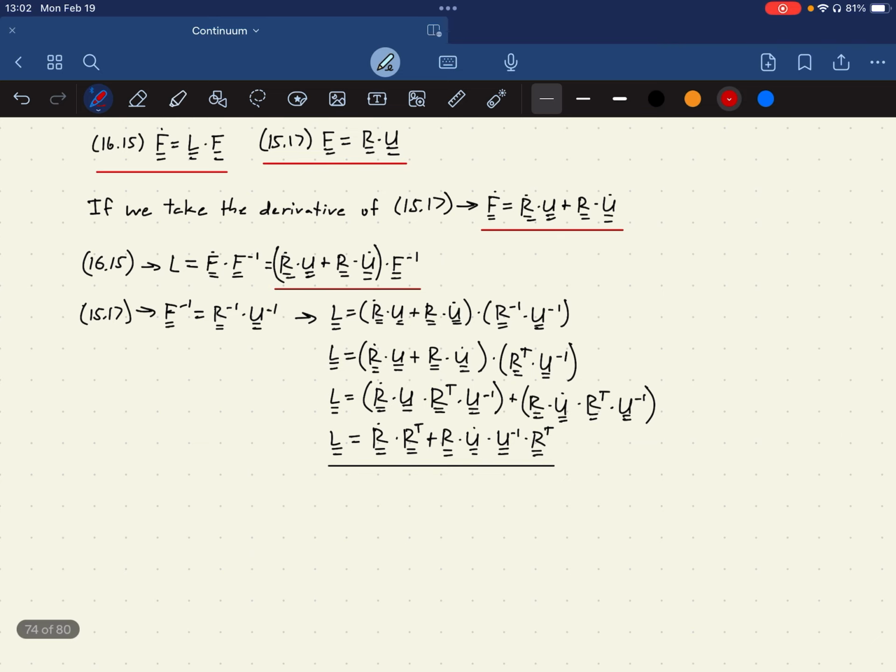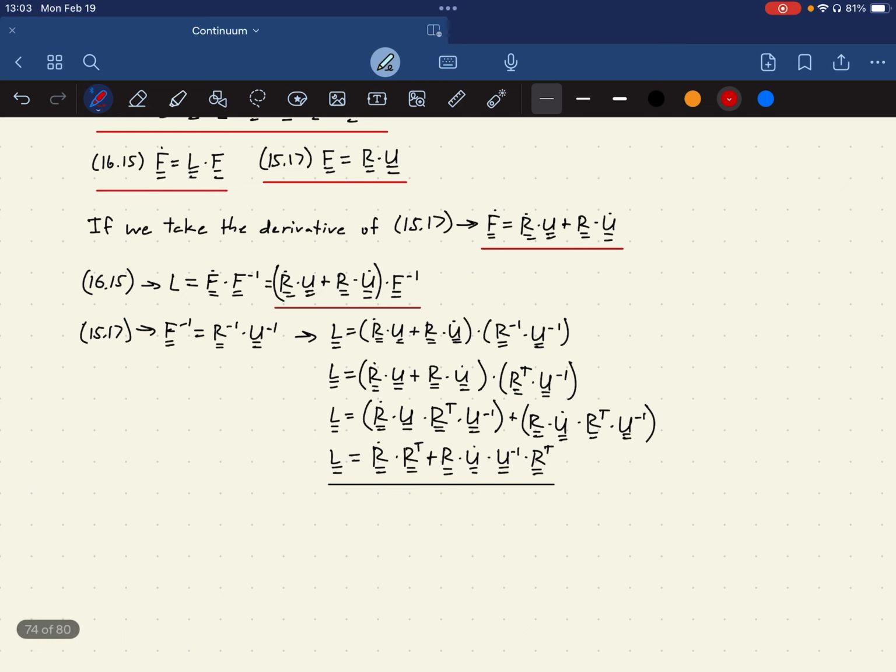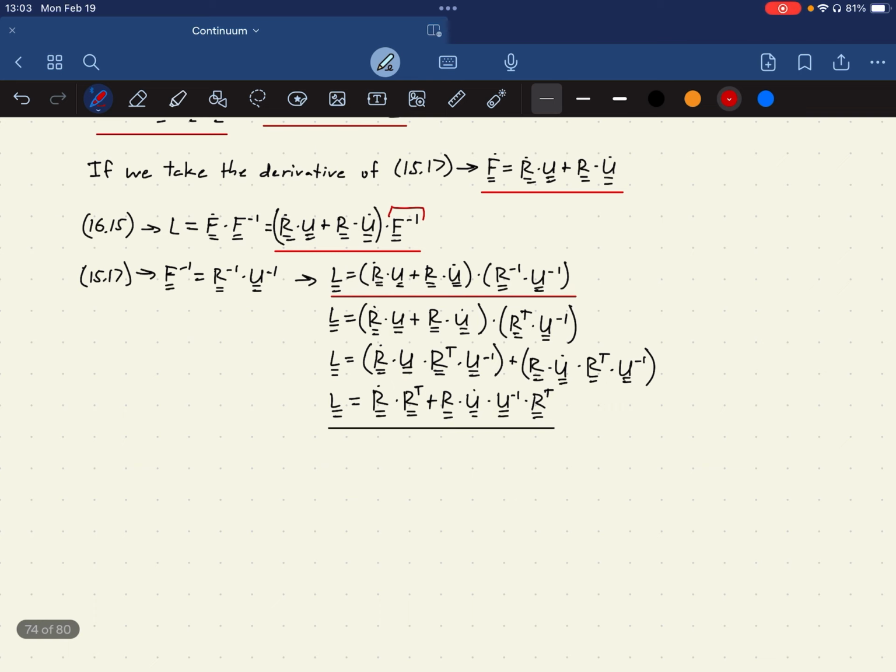Then going back to the original form before we took the derivative of 15.17, we can take the inverse of it. So we have an expression for this f right here, and then we can substitute that back into our equation for 16.15. So we get this guy, and from here on out, all it is is simplifying and multiplying through.